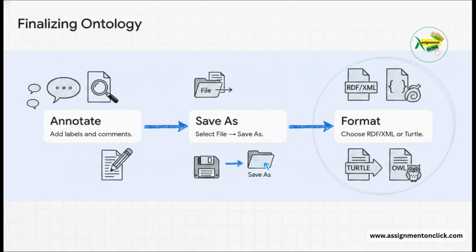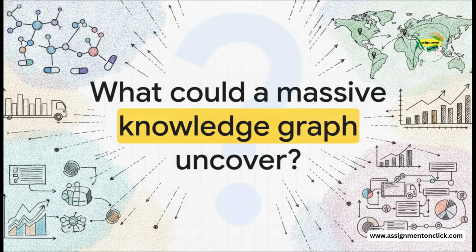To wrap the whole thing up and put some polish on our project, we add human-readable annotations, like labels and comments. This is absolutely crucial when you have multiple people working on the same ontology because it translates all those technical names into plain English. After that, we just go to File, Save As, and pick a standard semantic web format like RDF/XML or Turtle to actually save our work. And there you go. You have officially built a functioning ontology.